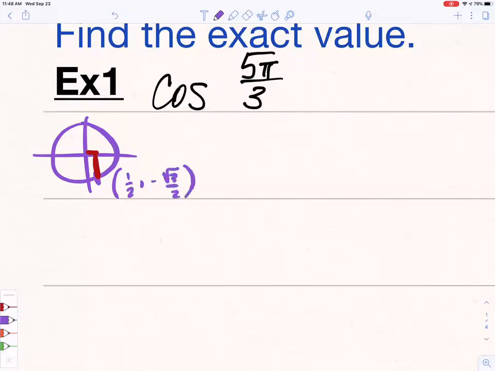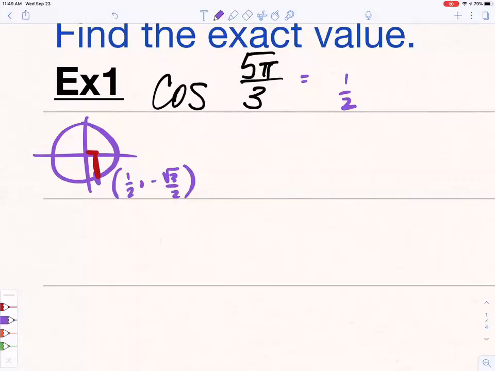1/2, negative root 3 over 2. Okay, so now I have a coordinate. What's the cosine? Why? Very good. Adjacent to the hypotenuse would be the x value over 1. So it's just going to be the x value.